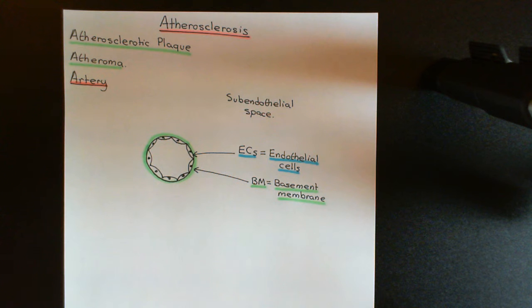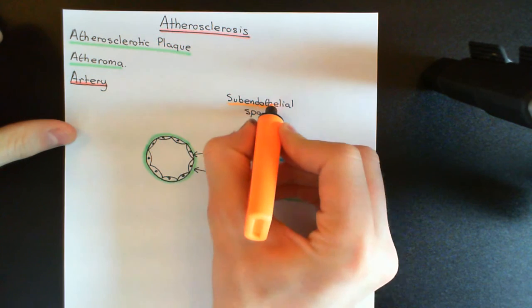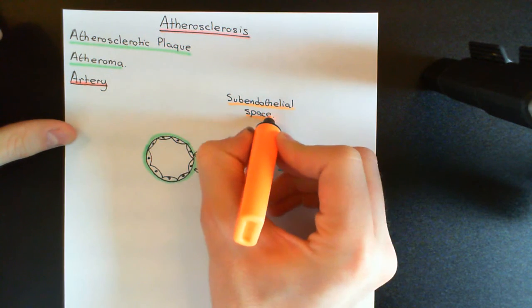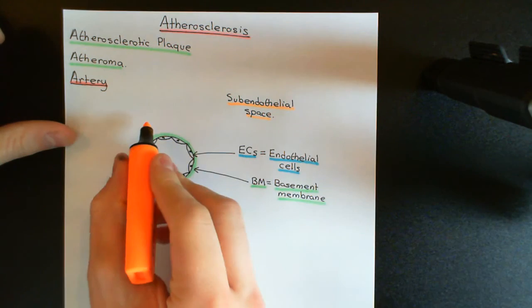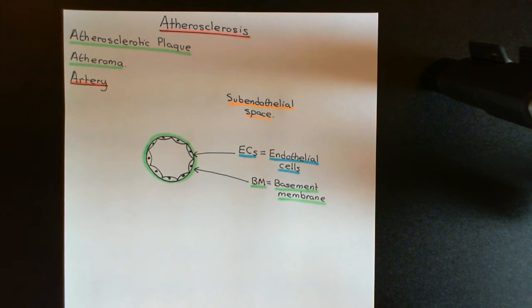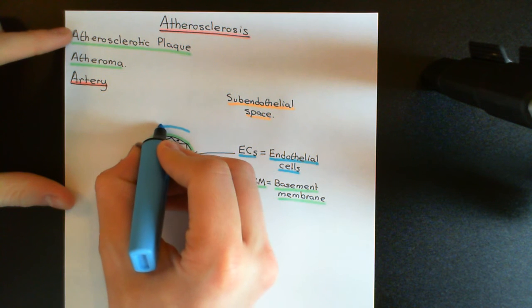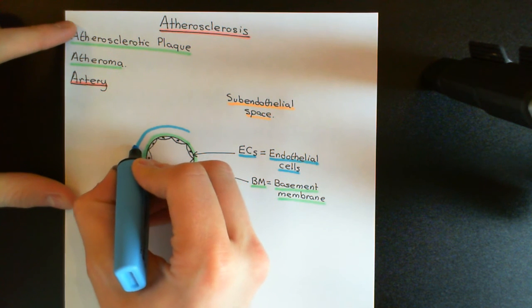So underneath the basement membrane you've got a layer of connective tissue known as the subendothelial space. It's quite difficult to draw this, so I'm firstly going to draw out the thing that demarcates the edge of the subendothelial space. The boundary of the subendothelial space is lined by a structure known as the internal elastic lamina. I'll draw this firstly, and I'll draw this in blue.